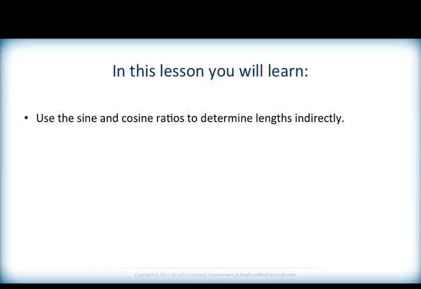Indirectly means you're going to use some kind of strategy to solve for the missing lengths. You will not use a direct measurement of a measuring tool. You're going to use either a sine or cosine ratio to help us determine what is unknown.